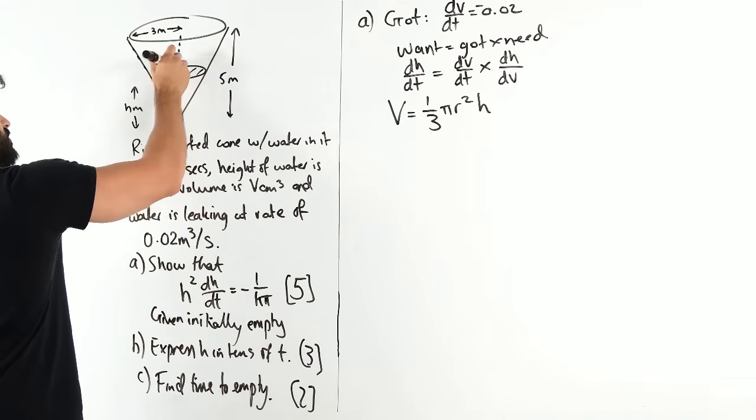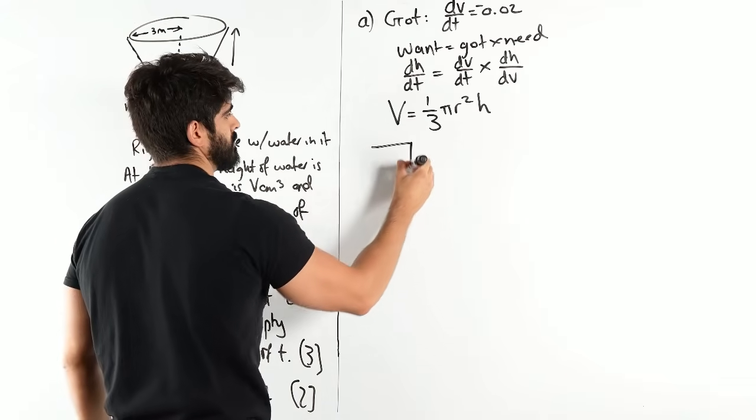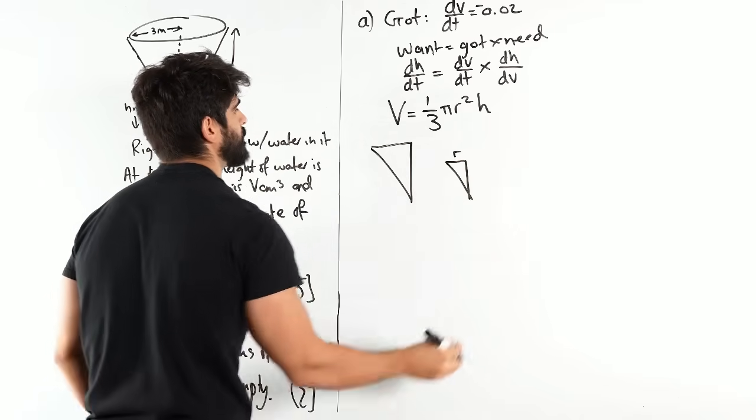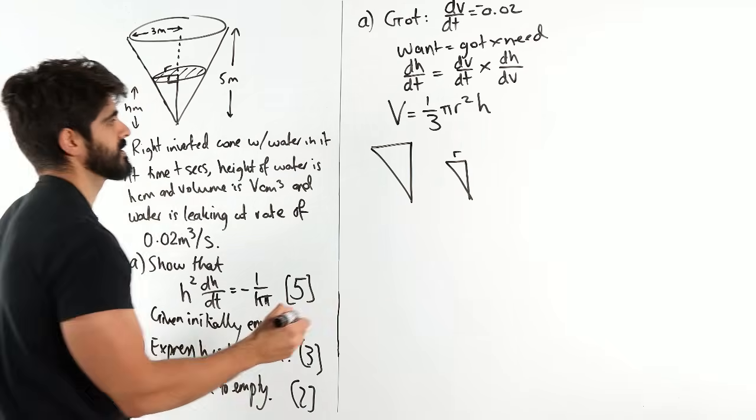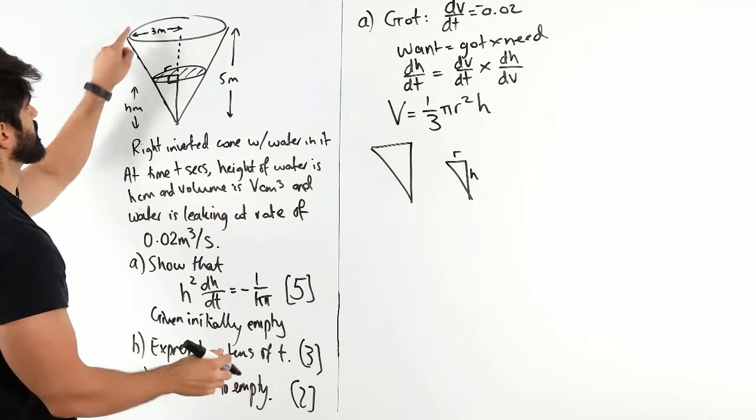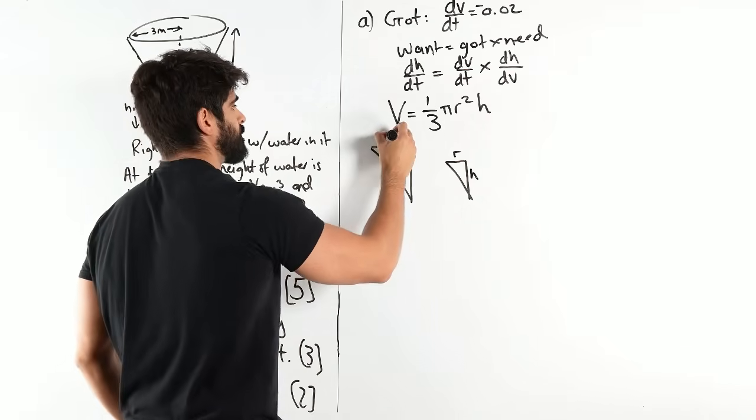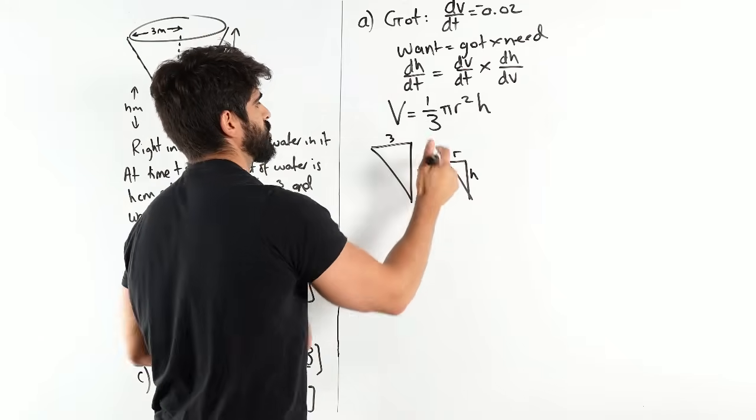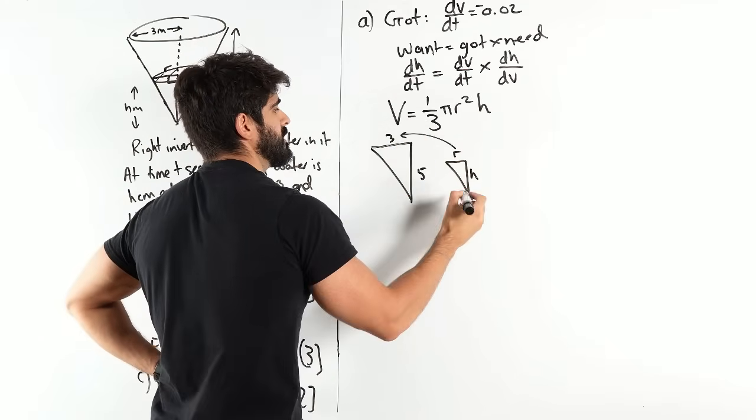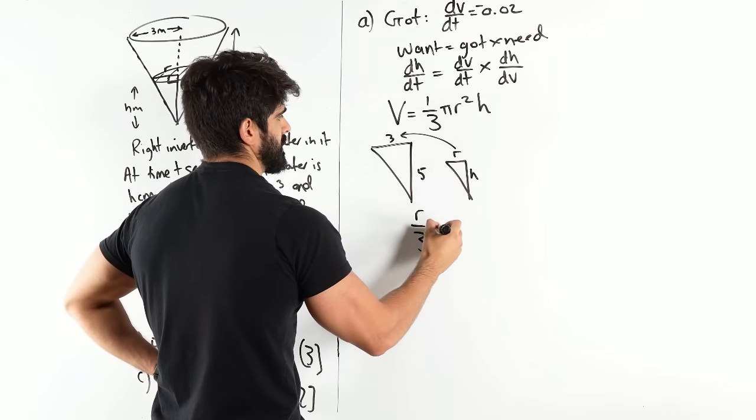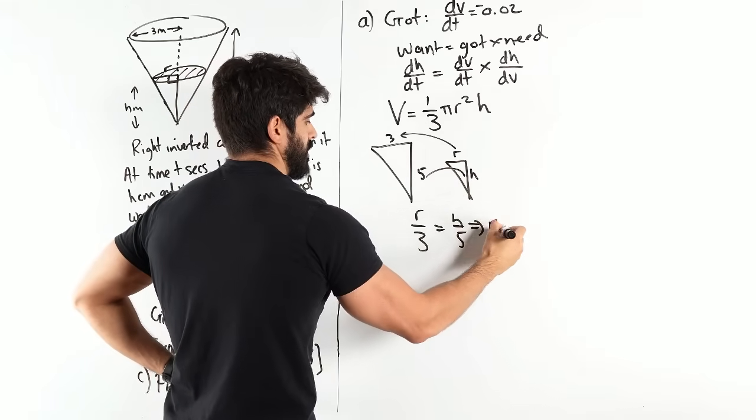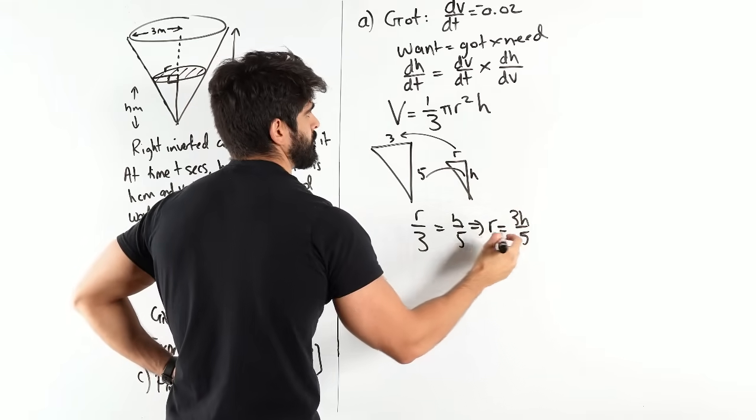That's the radius, right? So look at this. Very common question. I've done it plenty of times with my students. So the smaller one is r and the height is h. Then for this bigger one, we have 3 and 5. We're trying to find r, right? Because we need V and h only. R divided by 3 is the same as h divided by 5. Times through, r is 3h over 5. Sub it in.